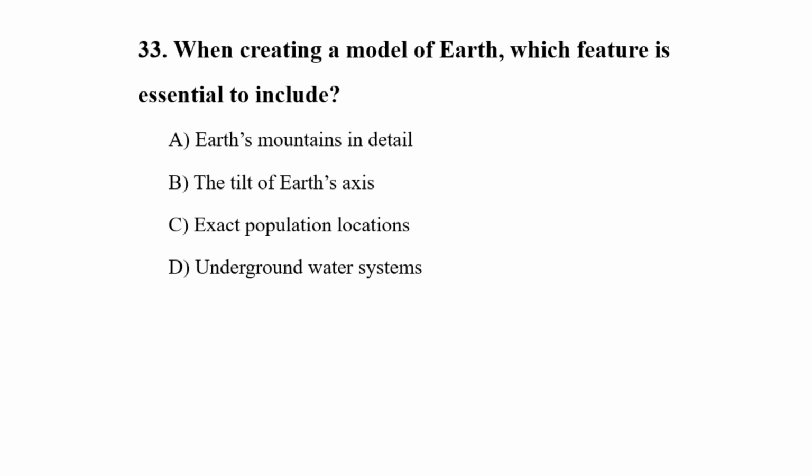Question number 33. When creating a model of Earth, which feature is essential to include? A. Earth's mountains in detail. B. The tilt of Earth's axis. C. Exact population locations. D. Underground water system.